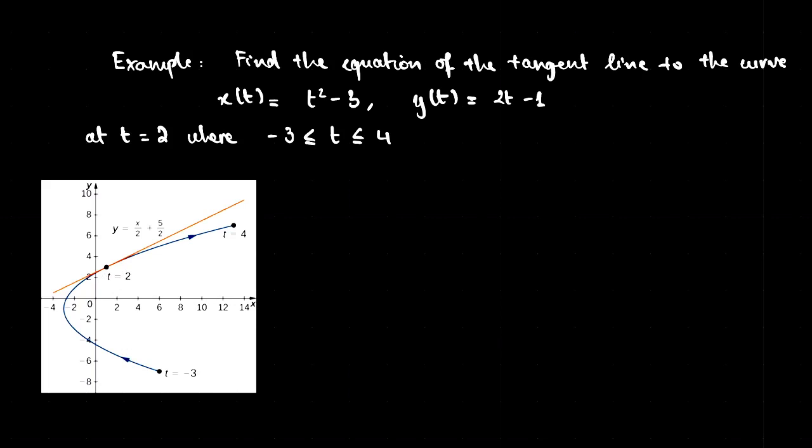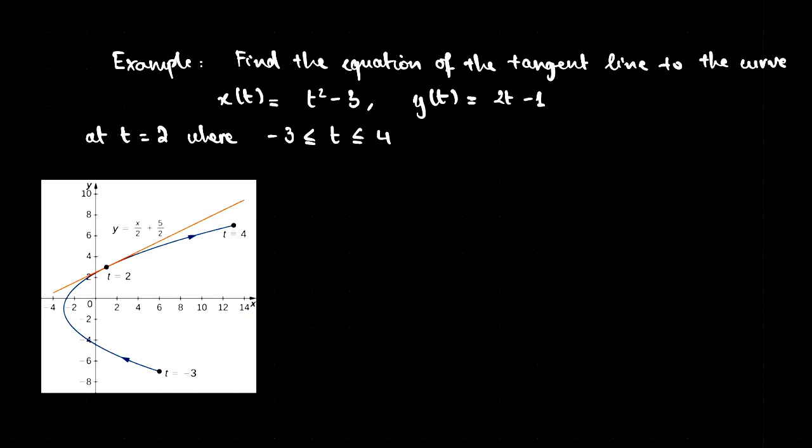So in this example, I want to find the equation of the tangent line to the curve x of t equal to t squared minus 3 and y of t equal to 2t minus 1. So this is a type of parabola, and the picture of the curve is given in this image. Again, what we want is to find the equation of the tangent line. But in order to get a line, you need the slope and a point on the line. So to get the tangent line, first you need to find the derivative of the curve at the given point t equal to 2 to give you the slope.